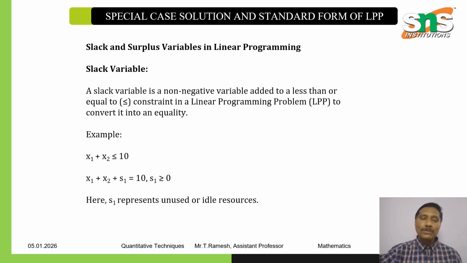For example, x1 plus x2 less than or equal to 10. So here the left side is the smaller value, the right side is 10. Therefore, we add some constant to the left side, that is s1, then it is equal. So s1 is greater than or equal to 0, positive. Therefore, x1 plus x2 plus s1 is equal to 10. Here, s1 represents unused or idle resources, that is, s1 is the slack variable.